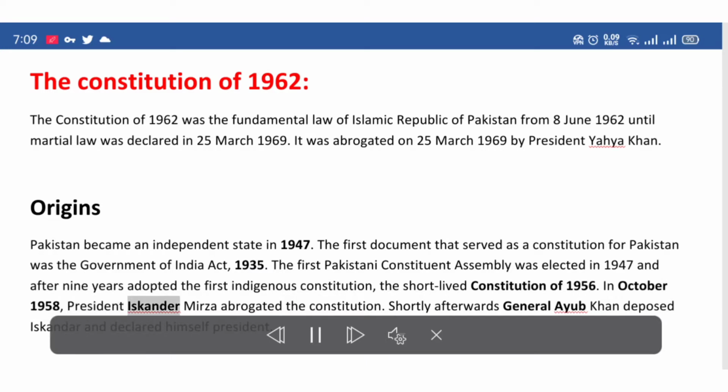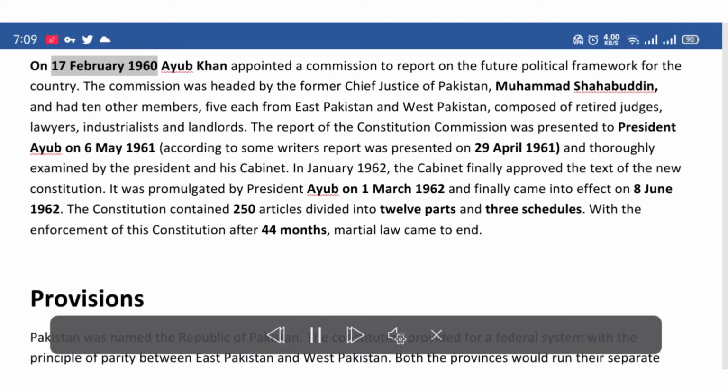In October 1958, President Iskandar Mirza abrogated the constitution. Shortly afterwards, General Ayub Khan deposed Iskandar and declared himself president. On 17 February 1960, Ayub Khan appointed a commission to report on the future political framework for the country.